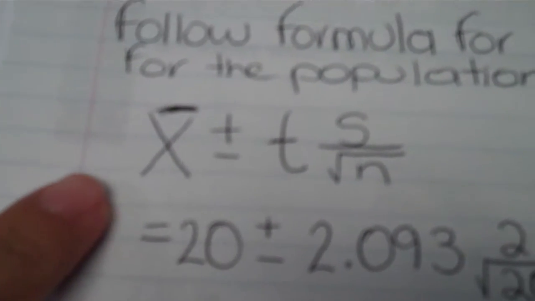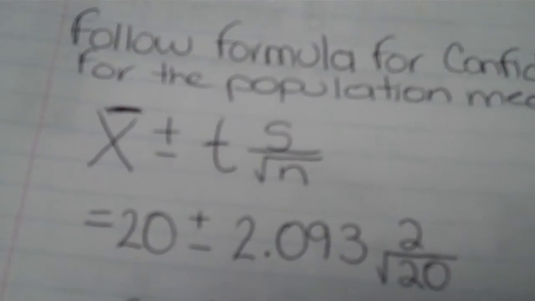Okay, to solve this problem, we need to follow this formula because sigma is unknown. We don't know sigma from our population. We only know it from our sample. So this is your X bar, and n will represent the number of observations, in this case 20 chickens, plus and minus your t.